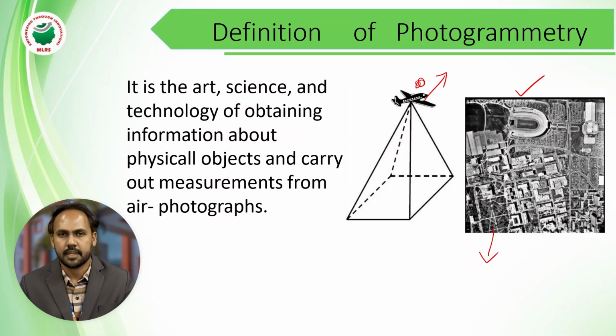So this is the art, science and technology of obtaining information about physical structures like buildings or any beach or any structures or objects, identifying the objects, and collecting various measurements like distance and area between any two features or structures, what is the shape of the building, how many stories are in that particular building, etc. All the information we would like to capture or measure from various vertical aerial photographs. So this is the basic principle behind photogrammetry.